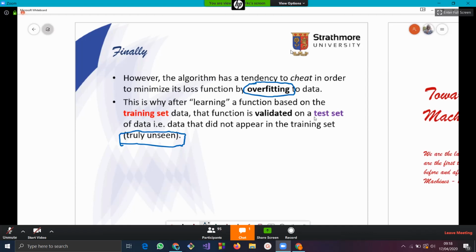But when you give that model other data that is truly unseen, that it has not seen before, it will not be able to perform well. So we actually train on a portion of data we call the training set. Then we validate on another, different portion that is called the test set.